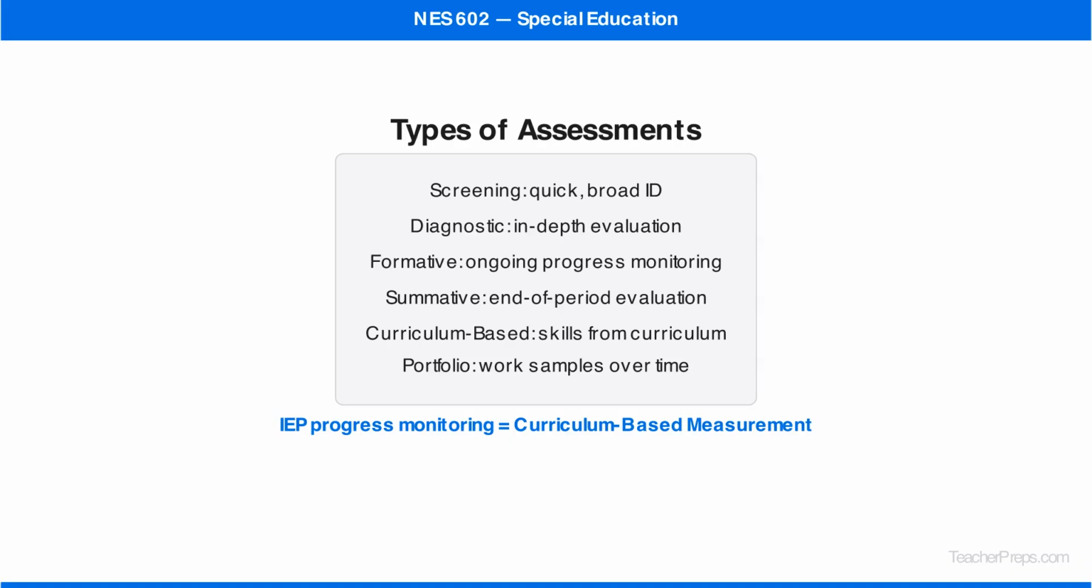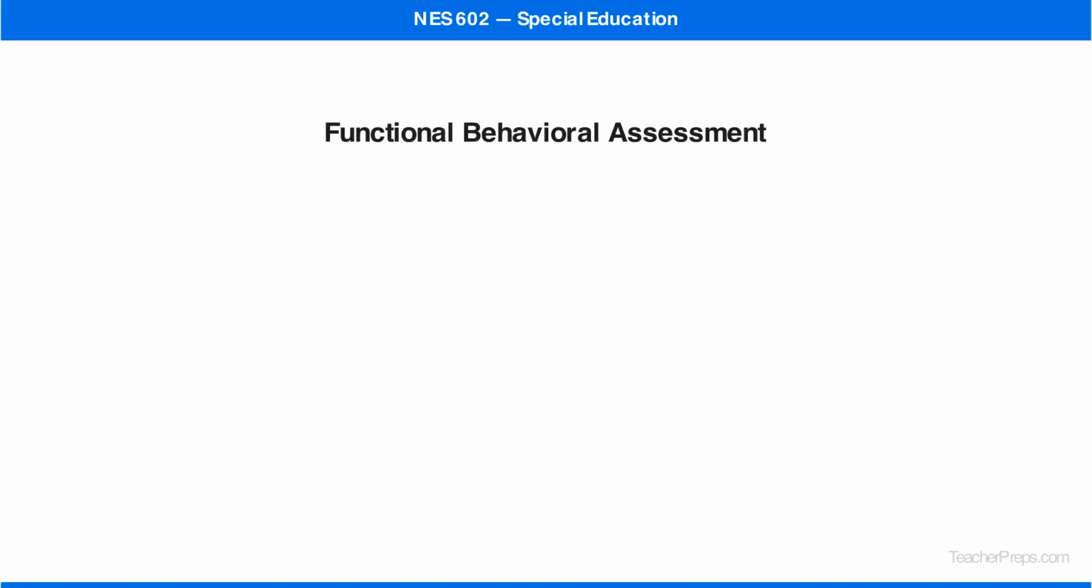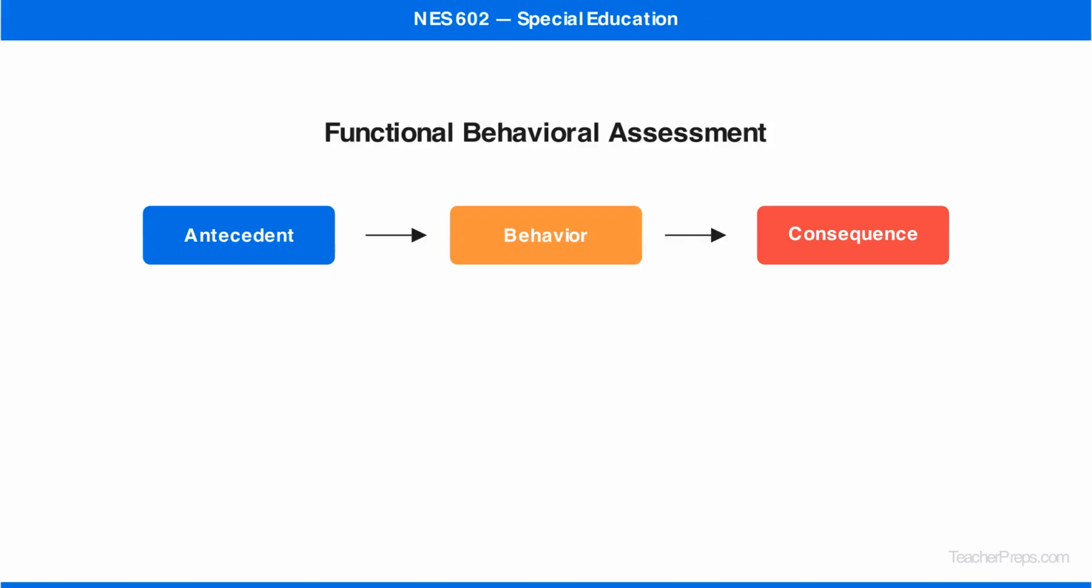The most tested distinction for IEP progress monitoring: the answer is almost always curriculum-based measurement because it's directly aligned to instructional goals and can be administered frequently. Functional Behavioral Assessment, or FBA. This is a systematic process for identifying why a student engages in challenging behavior.